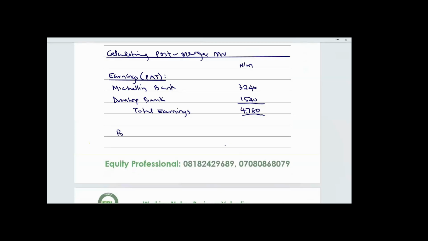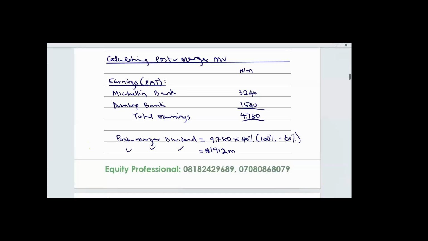So the post-merger dividend would be equal to the total earnings of 4,780 multiplied by the percentage paid out, which is 40%. Out of the 100% of the earnings, 60% is retained, so 40% is paid out as dividend. 4,780 multiplied by 40% gives 1912. That is 1912 million naira. This represents the post-merger dividend.